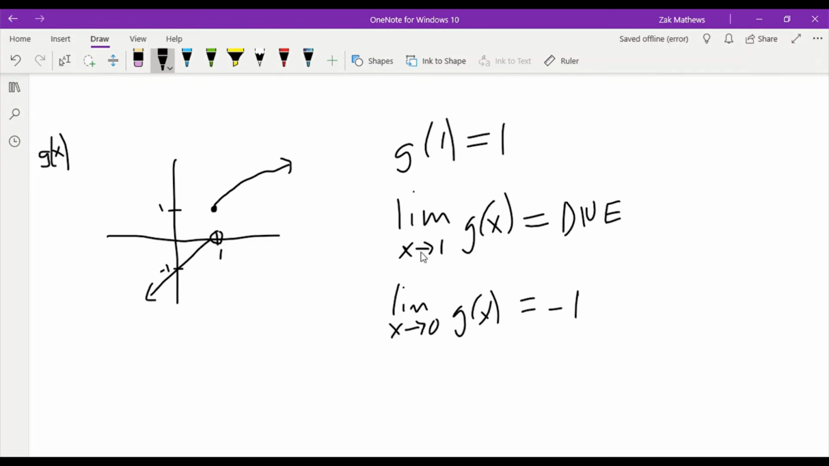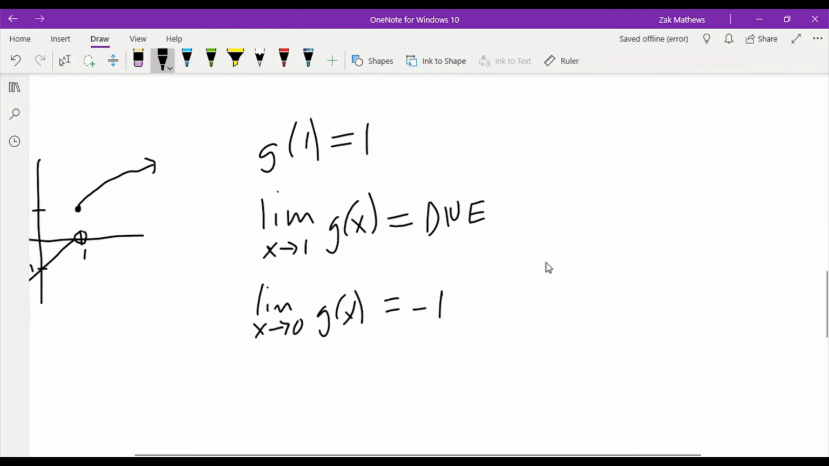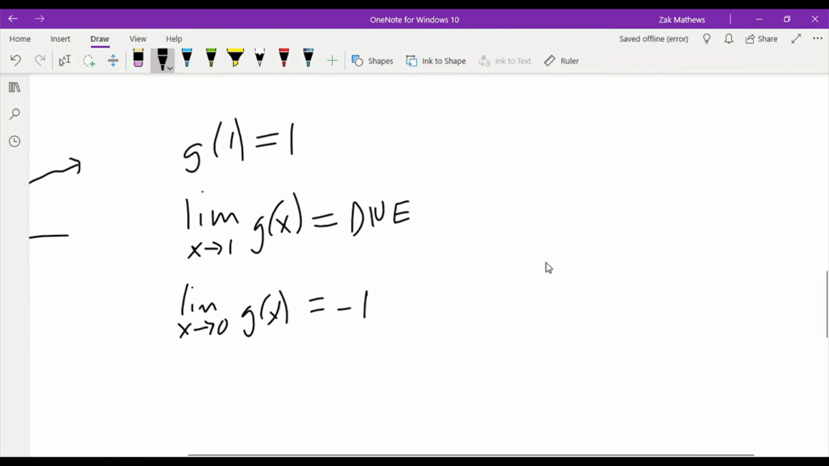So if I'm looking at the limit as x goes to 1, immediately around that 1, where am I going? 1. Where am I going? 0. We have that disjoint function, and therefore the limit fails to exist there. So one way we can talk about this is by looking at what's called a one-sided limit. We could talk about from the left or the right. We just couldn't talk about coming from both sides at once.